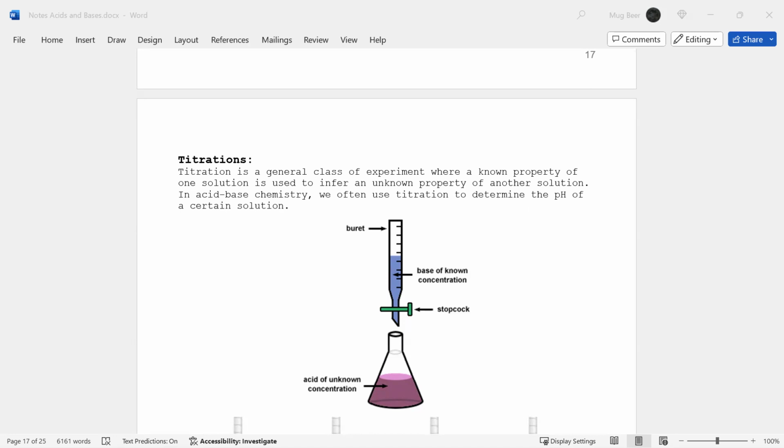So I'm skipping a section. The next thing on our list in the notes was going to be buffers, and we'll do that Wednesday. I want to talk about titration. Do you guys know what that word is? Have you heard the word titration before?